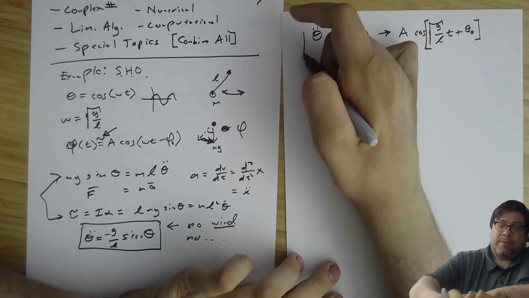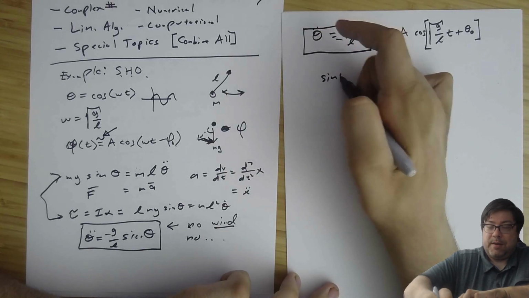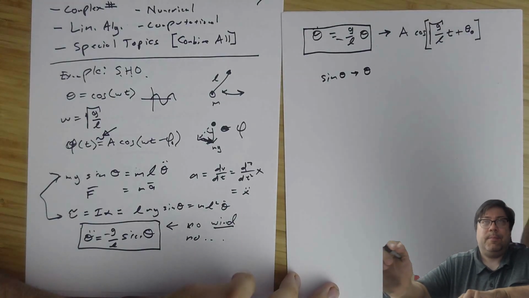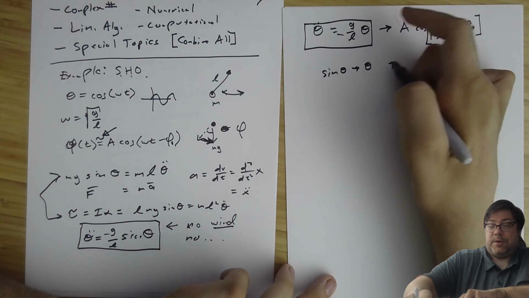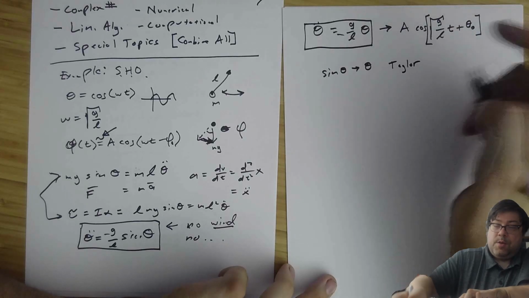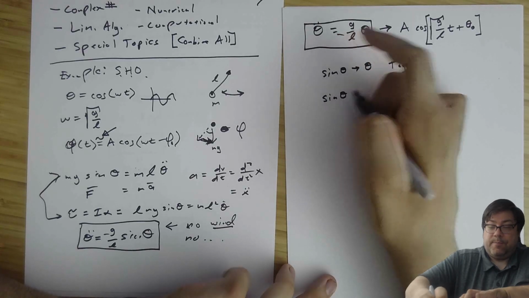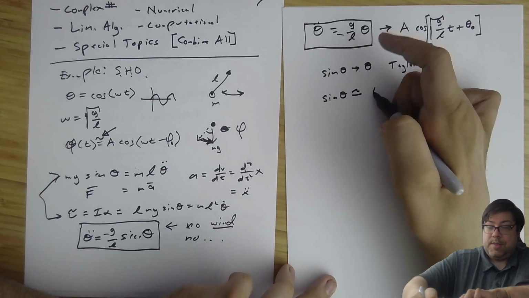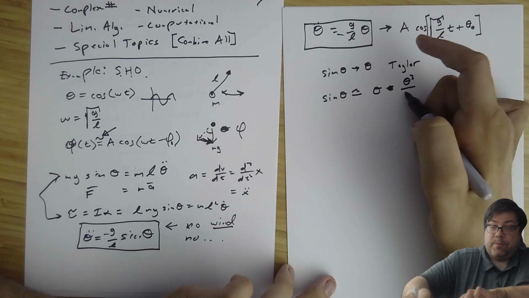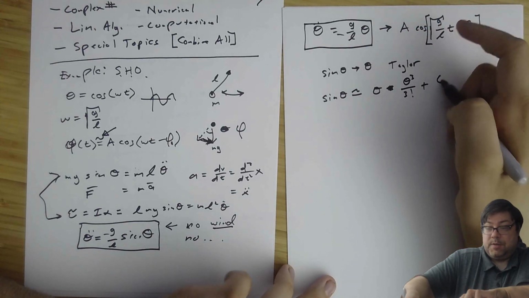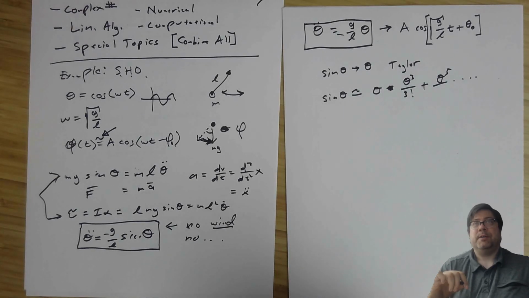But realize the move I've made here is to say the sine of theta is the same thing as theta. How is that the case? That's just by doing a Taylor expansion, something we'll talk about in the next lecture. We can find that the sine of theta equals theta minus theta to the third over 3 factorial plus theta to the fifth over 5 factorial, and so on. So we're making an approximation.